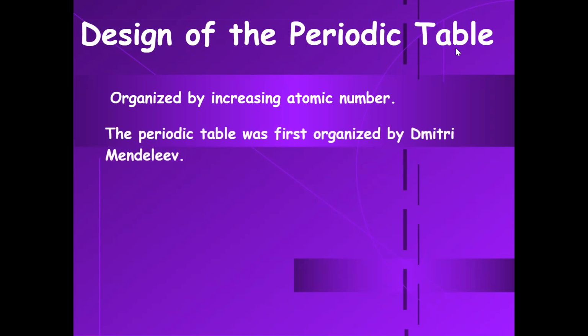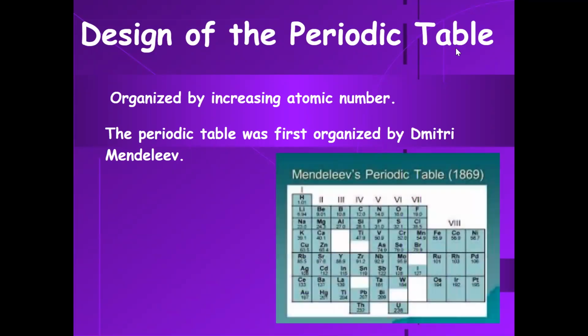The periodic table was first organized by a Russian chemist in the mid-1800s named Dmitry Mendeleev. As you can see, Mendeleev's periodic table looks similar to ours today, except it has about half the number of elements that we have. Now, Mendeleev organized these based on their properties. As you can see, there are several holes as well because some of those elements were undiscovered at that time.